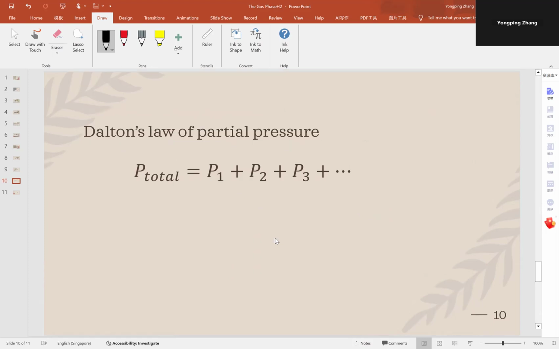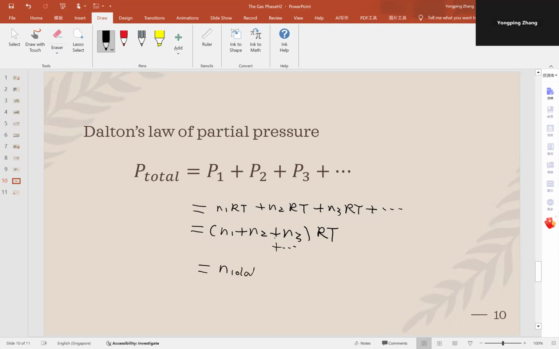Dalton's law of partial pressure: the total pressure P total, at fixed volume, is the sum of the partial pressures.